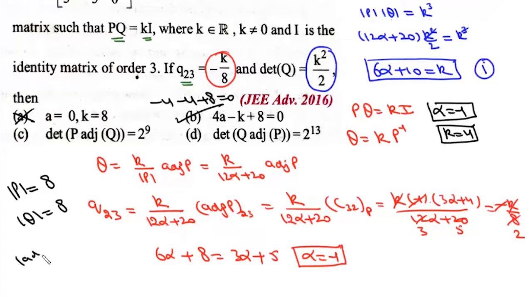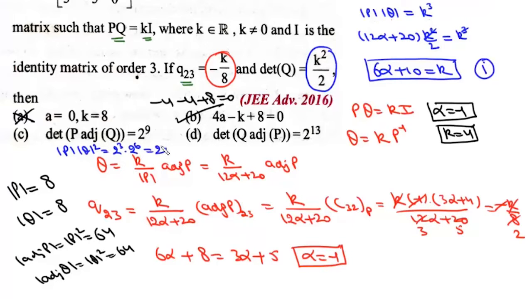And we know that the determinant of adjoint P for a 3 cross 3 matrix is equal to determinant of P square, which in this case will be 64. In the same way, the determinant of adjoint of Q will be determinant of Q square and that will also be 64. Now determinant of P into adjoint of Q will be determinant of P into determinant of Q square. Now P is 2 cube and this is 2 to the power 6. So it will be 2 to the power 9. That means option C is correct. And here it will be determinant of Q into determinant of P square, which again is 2 to the power 9. So option D is incorrect. So the correct options are B and C.